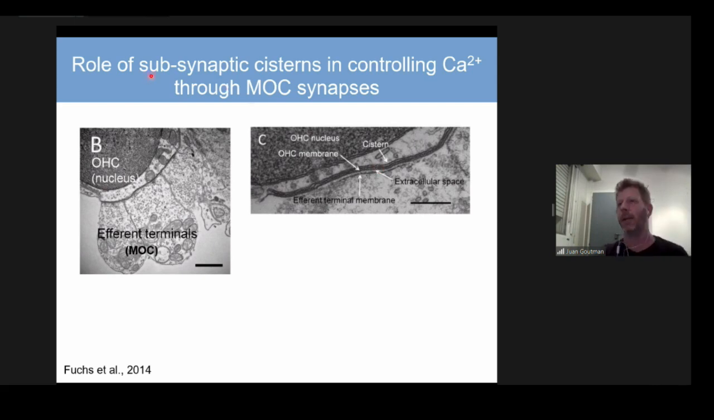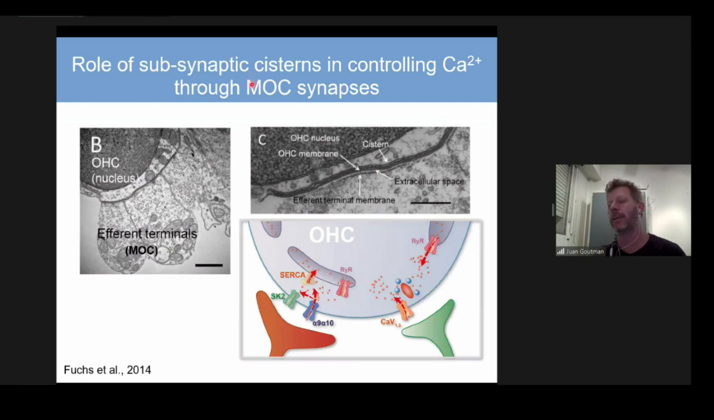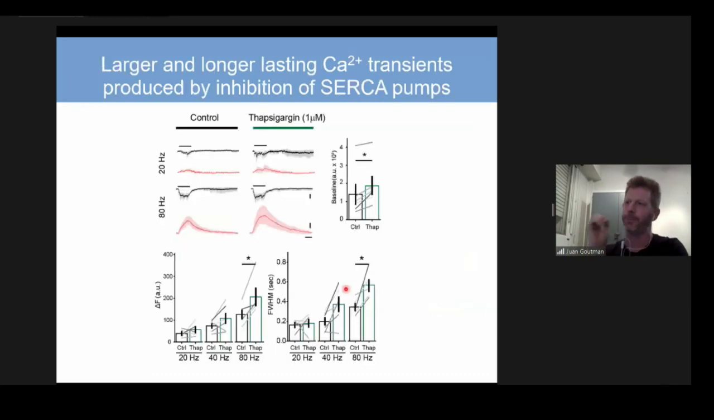The system is located very close to the synapse, which is why it is called the subsynaptic cistern. There were some reports, I would say indirect, that there were SERCA pumps and ryanodine receptors located in the cistern. Fortunately for me, Bill already introduced the function of these two proteins, so I don't want to go into the details. What is important is that we now want to directly measure, looking at the calcium transients while manipulating the function of these two agents.